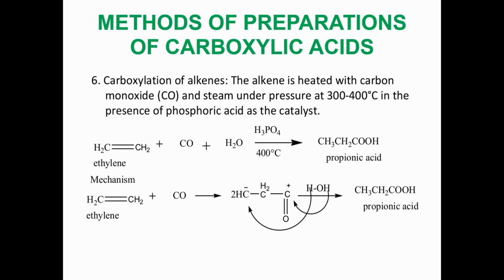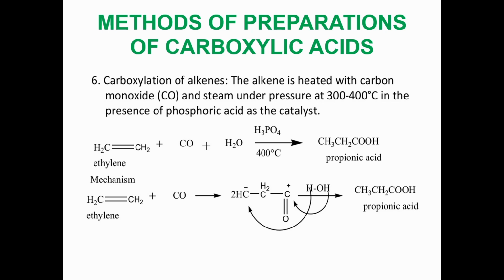Under carboxylation of alkene, in the presence of carbon monoxide and under phosphoric acid as catalyst, my alkene forms carboxylic acid. This carbon monoxide is going to cause the carbon chain of alkene to be extended by 1. So that's why we have ethylene, which is ethene, having 2 carbon. Under carboxylation of alkene, we are going to have propanoic acid. So because of the carbon monoxide, the carbon chain is increased by 1.